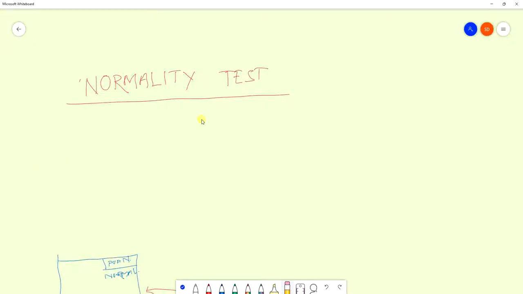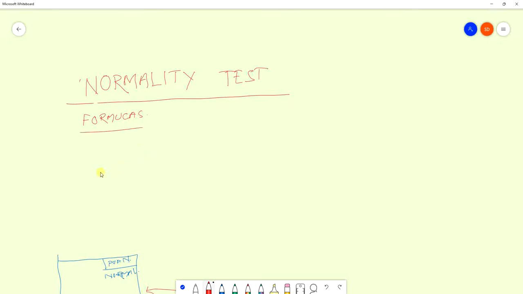Hi everyone, welcome back. Today we are going to discuss normality test, but in detail. That means we will take a look at the formulas. What are the formulas associated with normality test so that you can understand it better.